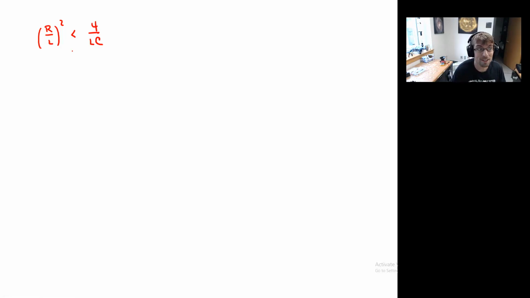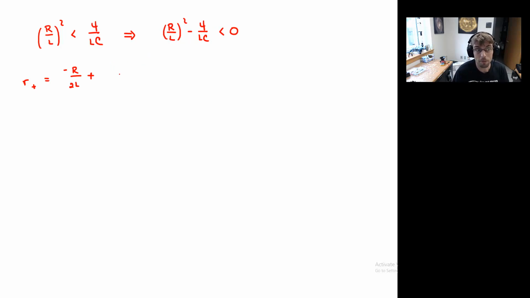Right? That's the curious case. Well, let's look at that for a second. R plus will be equal to negative R over 2L, and we'll just take the plus for a second. And then what do we have? Well, if R over L squared is less than 4 over LC, this means that R over L squared minus 4 over LC is less than 0.